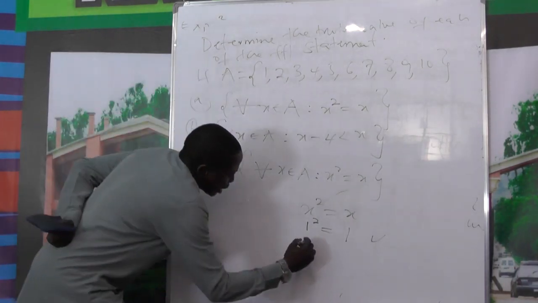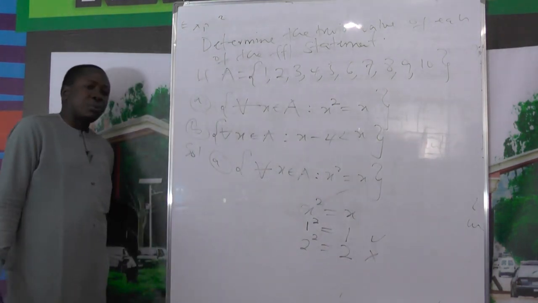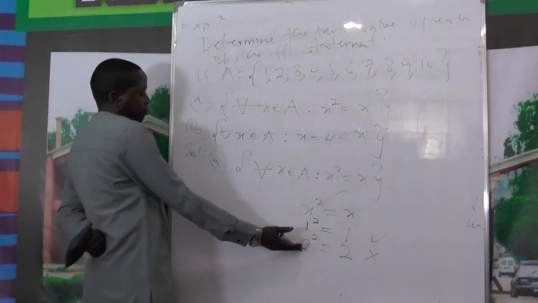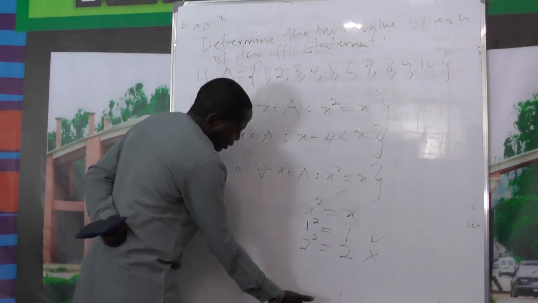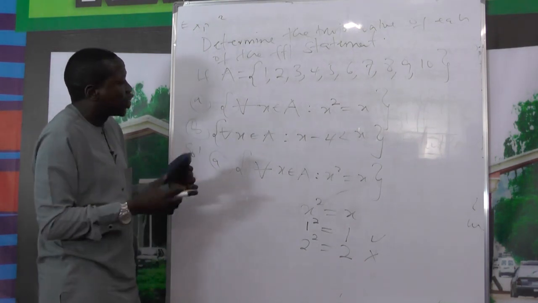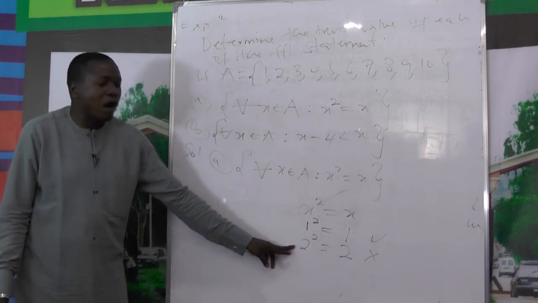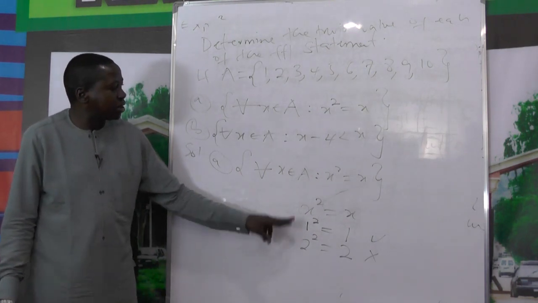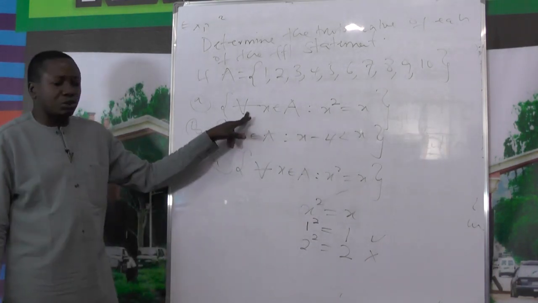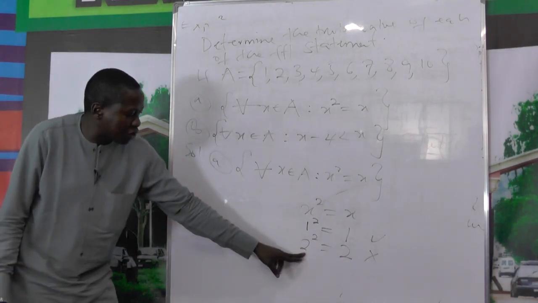Let's check 2. Can 2 squared give us 2? No, because 2 squared equals 4. This one failed. Don't check the remaining, since one has failed, because before we can have a true statement, all must be satisfied. The first one satisfied, but the second one failed. Since one has failed, don't do the remaining ones. So what is your conclusion? This statement is false.